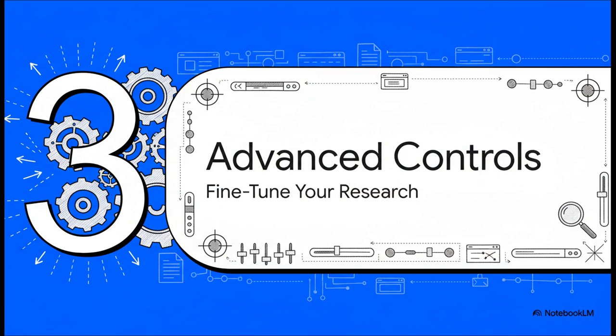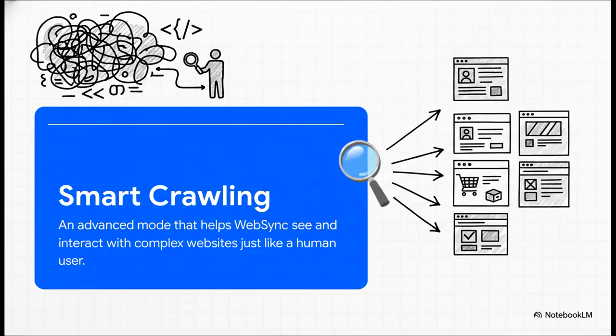So that's the core toolkit. And honestly, that's already incredibly powerful. But for all you power users out there who really want to dial things in, WebSync also has advanced controls to fine-tune your research for perfect results. The big one here is something called smart crawling.